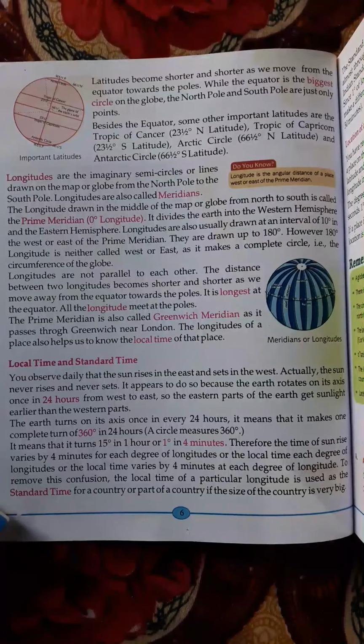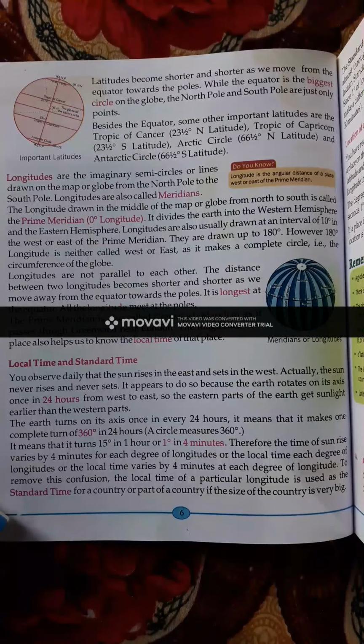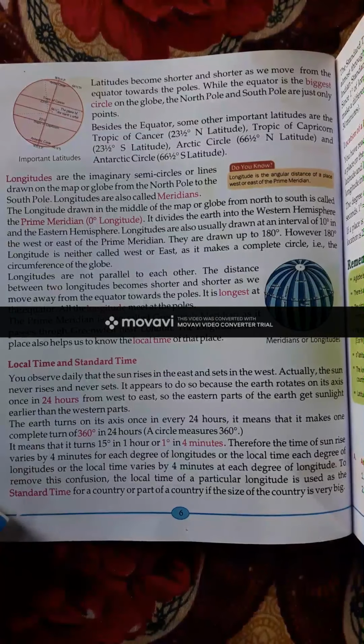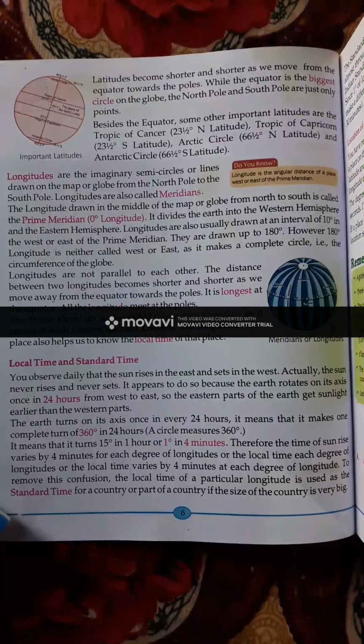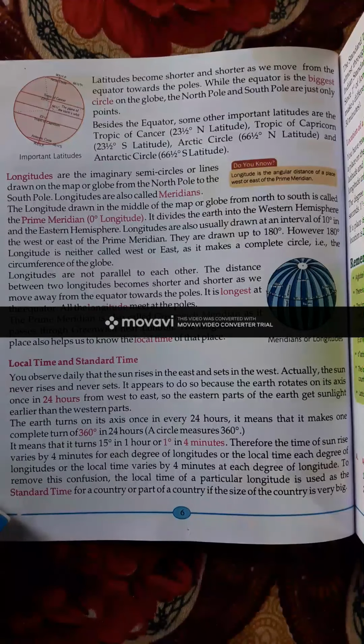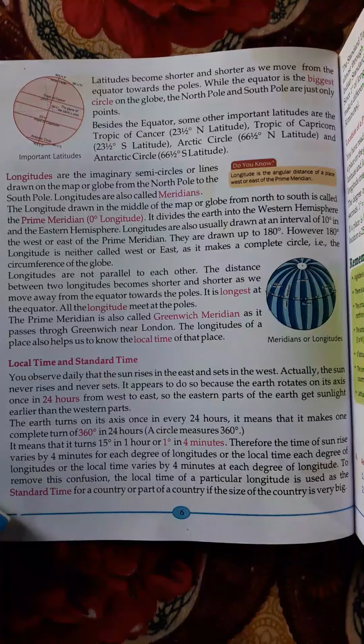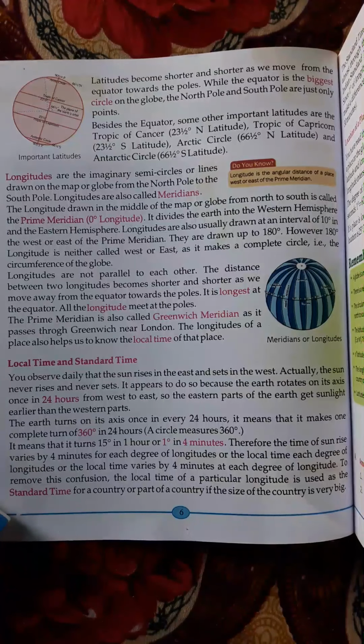प्राइम मेरिडियन, जो लॉन्गिट्यूड मैप के बीच में हो, जो नॉर्थ से साउथ की ओर हो, है ना, उसको हम लोग प्राइम मेरिडियन 0 डिग्री लॉन्गिट्यूड कहते हैं. It divides the earth into the Western Hemisphere and the Eastern Hemisphere.